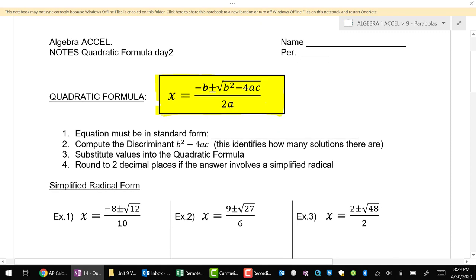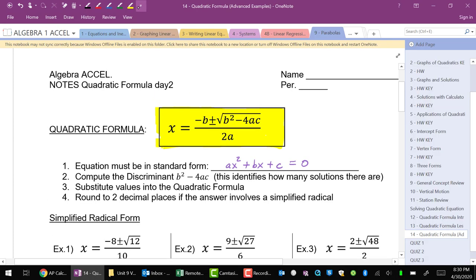Remember that we can't use the quadratic formula unless that equation is first written in standard form. So here's the standard form of a quadratic equation: ax squared plus bx plus c equals 0. Because then we can find a, b, and c, those coefficients and the constant, easily within the equation.